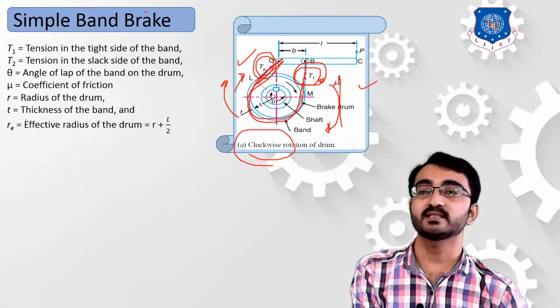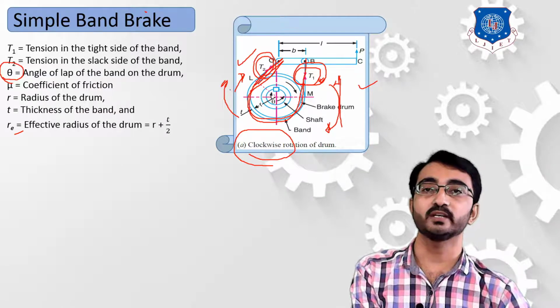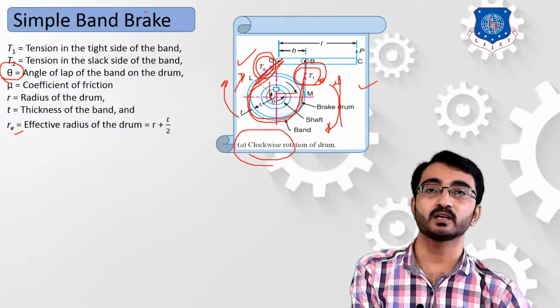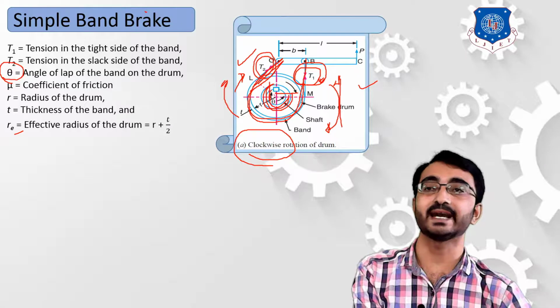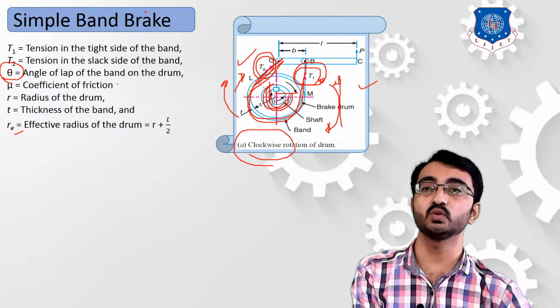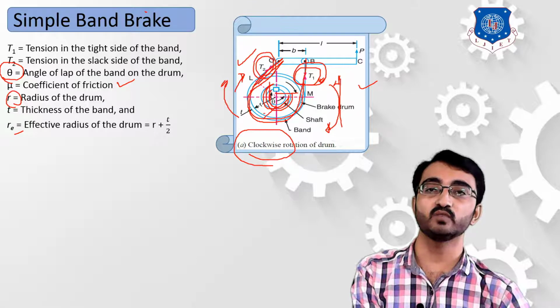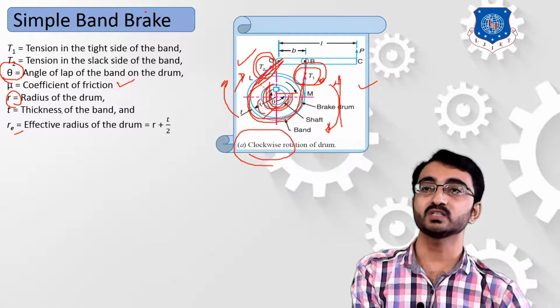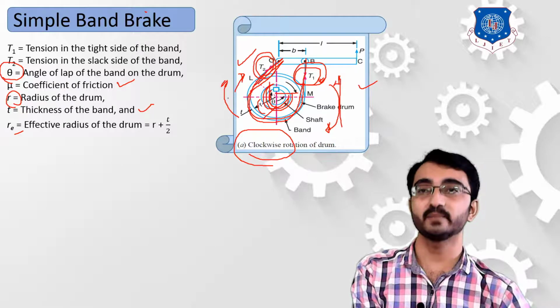Now let's consider the third fundamental, that is theta, which is the angle of the contact surface. Over here you can refer that your object will be in contact with this much angle, so this angle is known as the theta angle. The next component is mu, which is known as the coefficient of friction between the contact surfaces. Then we consider small r, the radius of this drum which is rotating. Then t is the thickness of this band which we are using as the band brake material.